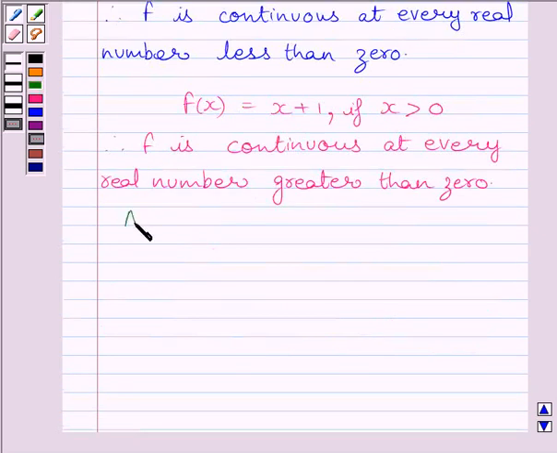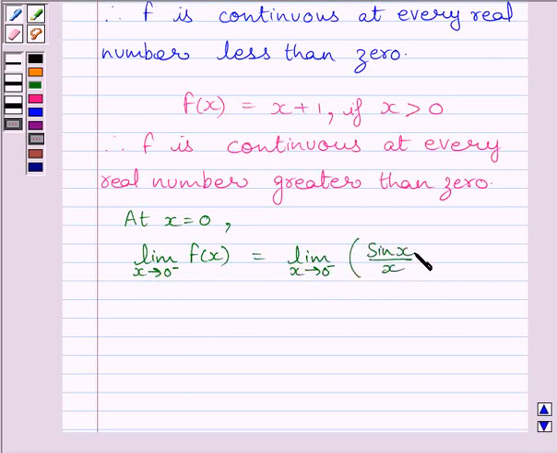Let us discuss continuity of the function at x equal to 0. At x equal to 0, limit of x tending to 0 minus f(x). First of all, we will find out left hand side limit of the function. This is equal to limit of x tending to 0 minus sin x upon x. This is equal to 1. We know limit of theta tending to 0 sin theta upon theta is equal to 1. Here we have used this limit. Now we get left hand side limit of the function at x equal to 0 as 1.